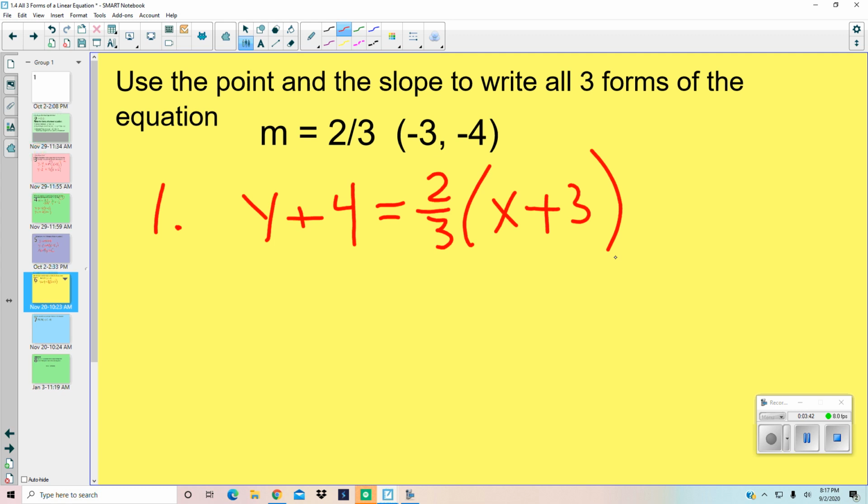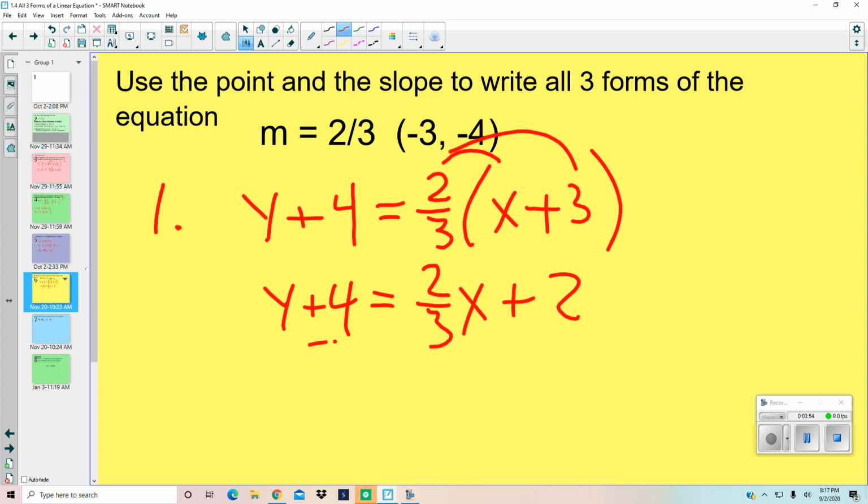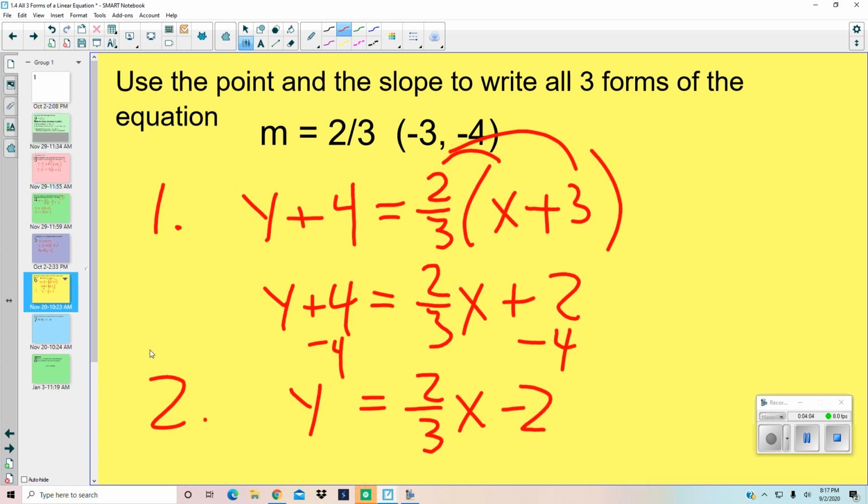To go to slope-intercept form then, I would distribute, so I would have 2/3 x plus 2 when I distribute 2/3 times 3. And then I'm going to need to subtract 4. So that would be y equals 2/3 x minus 2. So that's my second form. It's slope-intercept form. And then finally, standard form.